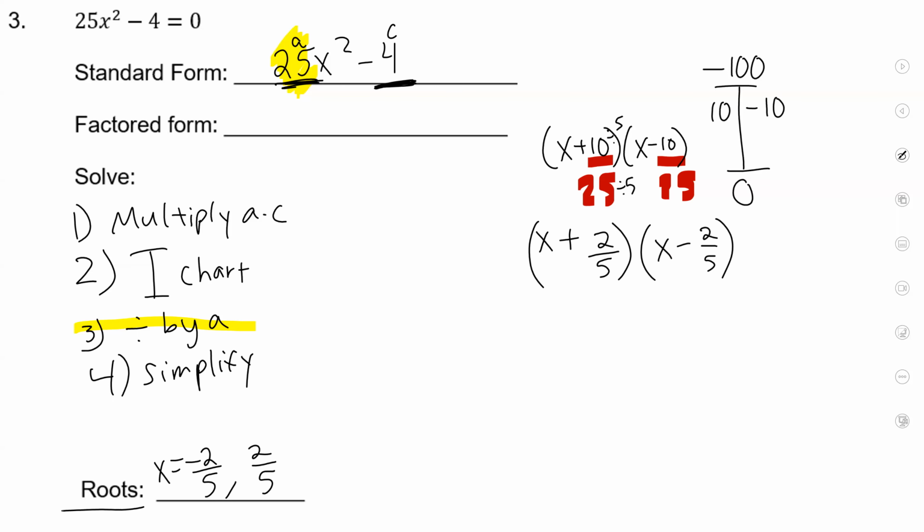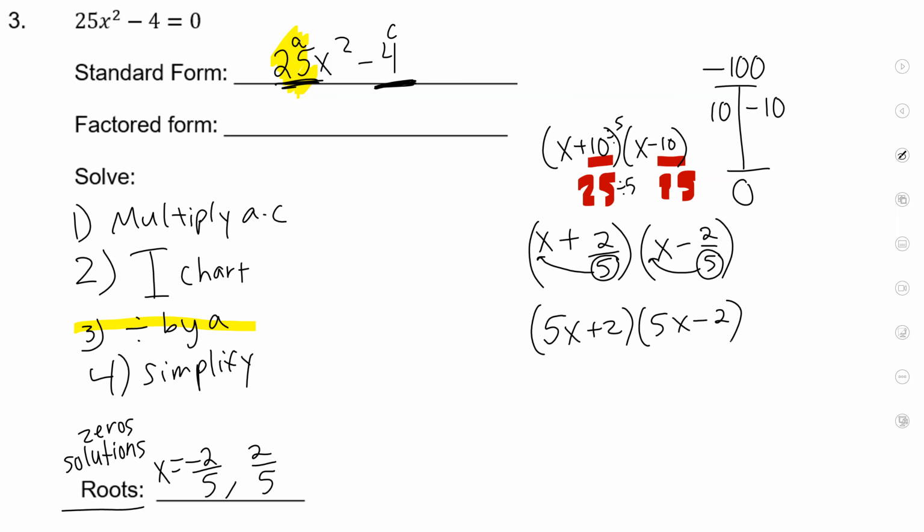Notice they called them roots this time. What are other names they could use? Zeros, x-intercepts, good. Solutions. So these all mean the same thing. Sometimes they'll ask you for the roots. Sometimes they'll ask you for the zeros or x-intercepts. Okay, factor form. Circle the denominator, bring it to the front. So my final factored form is 5x plus 2 and 5x minus 2. That is your factored form. These are your two factors. These are called factors.